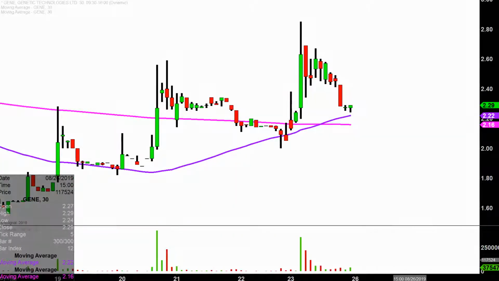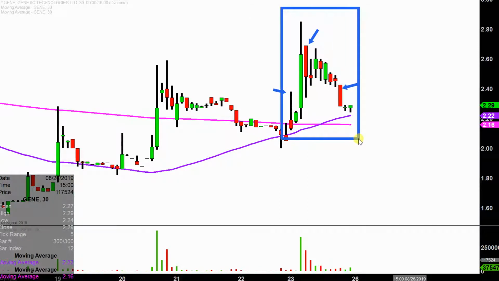Real quick, what do I mean by 30-minute in case you may be new to charts? Instead of each one of these candlesticks here representing 1 day's worth of price action, which is what you would normally see, each one represents 30 minutes. So this here may look like several days worth of time. It's actually today's price action broken down into 30-minute time slices.